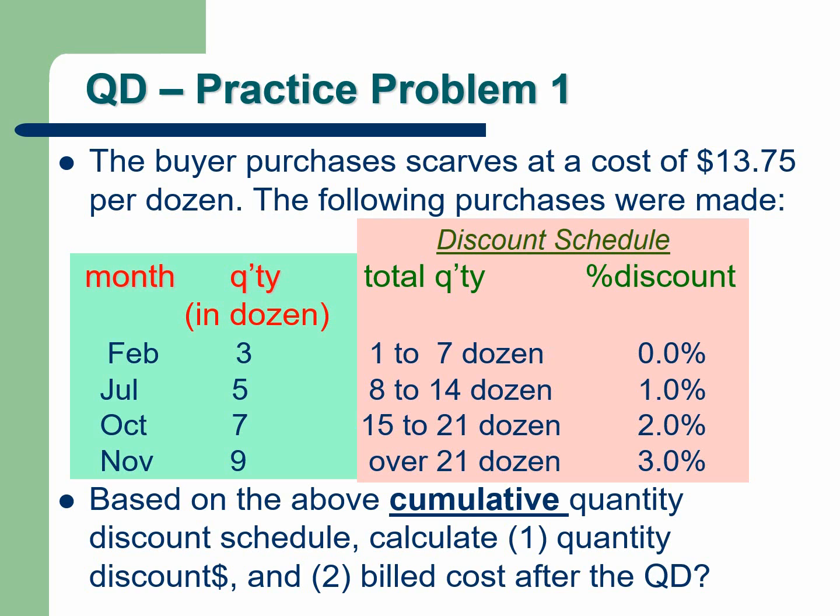Okay. So given this discount schedule, let's calculate the quantity discount dollar and the bill cost after the quantity discount is taken off. Since this is a cumulative quantity discount, we're going to have to add up all the purchase amounts for the entire year, and then see if the sum of the purchases is applicable to any of the quantity discount criteria in the pink box. Okay, so let's work on this problem. Let's pause the video.